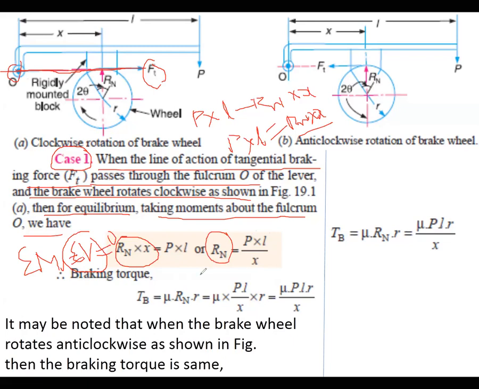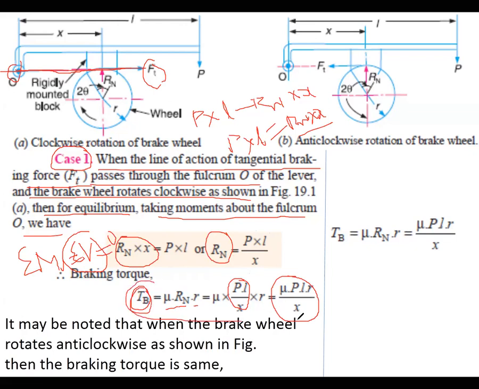P into L by X after taking of this. So we know that braking torque is mu into Rn into small r radius. So what is the Rn? Rn is equal to P into L by X. So the total formula would be derived like this: mu into P into L into radius by X. So this is the formula for braking torque.